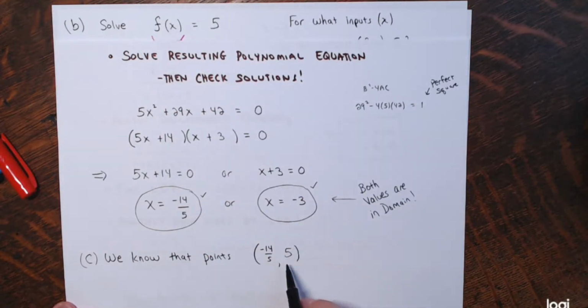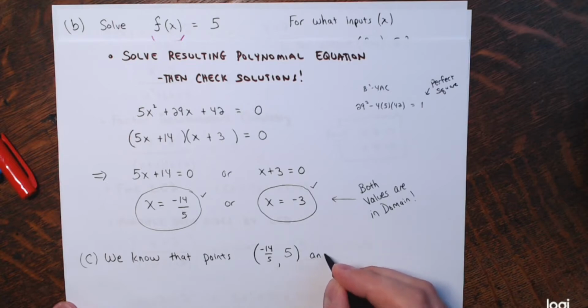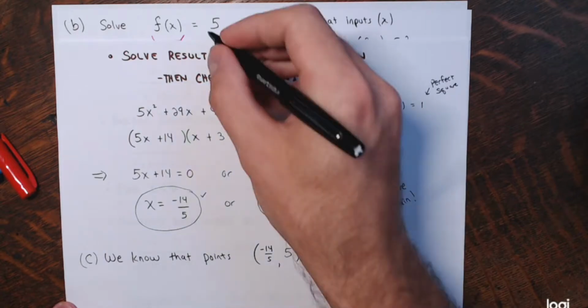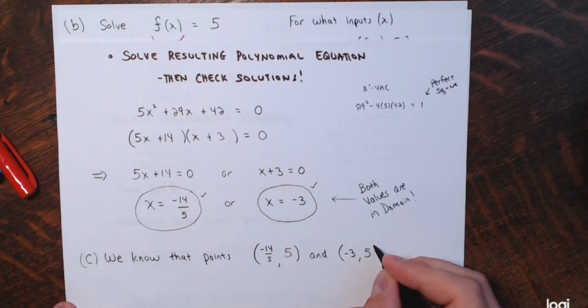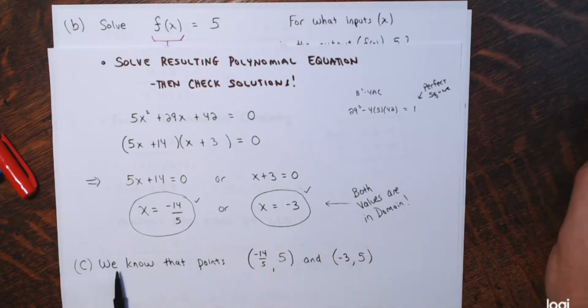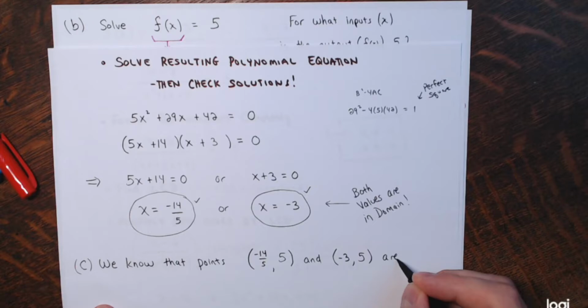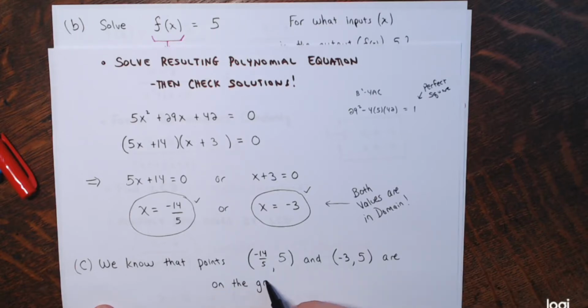This is a point on the graph, and input -3, output 5 is also on the graph. So both are on the graph of y equals f of x, y equals x minus 2 divided by x squared plus 6x plus 8.